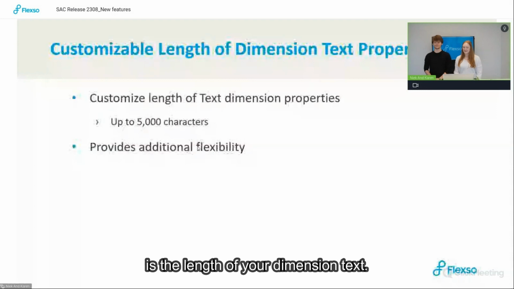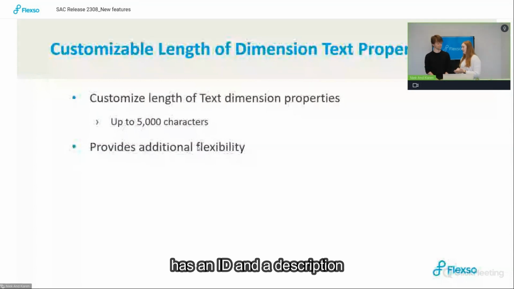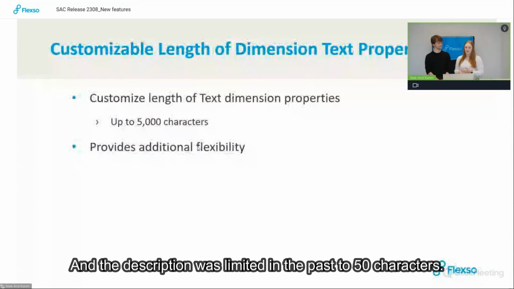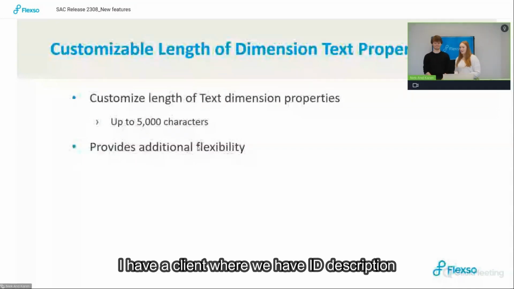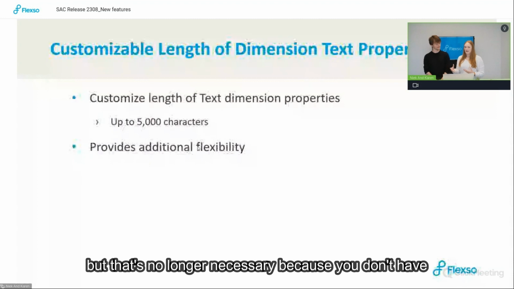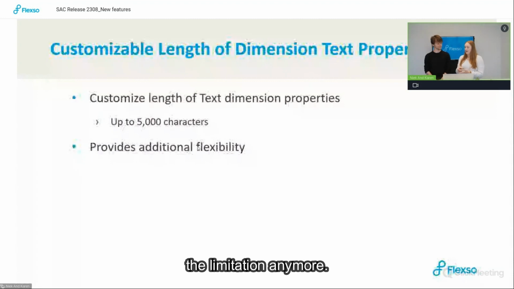Another big change is the length of your dimension texts. Every dimension, like we know, has an ID and a description. This description was limited in the past to 250 characters. Right now, it is limited to 5,000 characters. Big increase. Exactly. I have a client where we have ID, description, and description two, but that's no longer necessary because you don't have the limitation anymore. The limitation is 5,000 characters, but it's much more flexible. So it will be used a lot, I think. Nice.